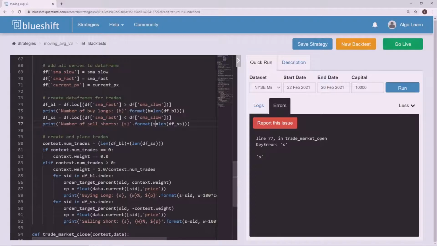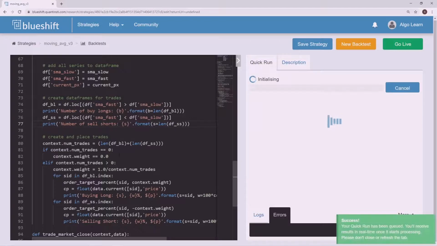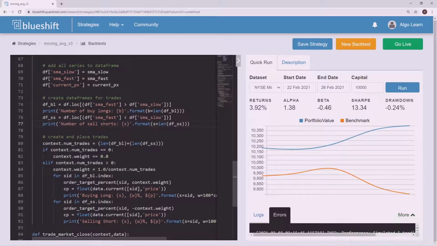Because inside our braces we had an S, and I was formatting a B instead of an S. You guys are probably pulling your hair out saying, oh, he's going to get a syntax error. All right, here we go.